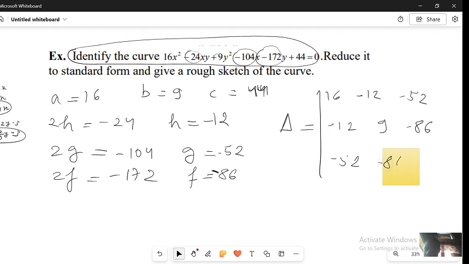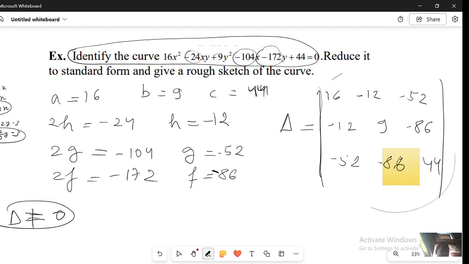Now, since all their values are known, it's not like the case that had K here. I can put them in the calculator to determine the value of delta. You will see that the value of delta is different from 0. Since delta is different from 0, we directly know that it's not a straight line. Now we have to know: is it an ellipse, a hyperbola, or a parabola?